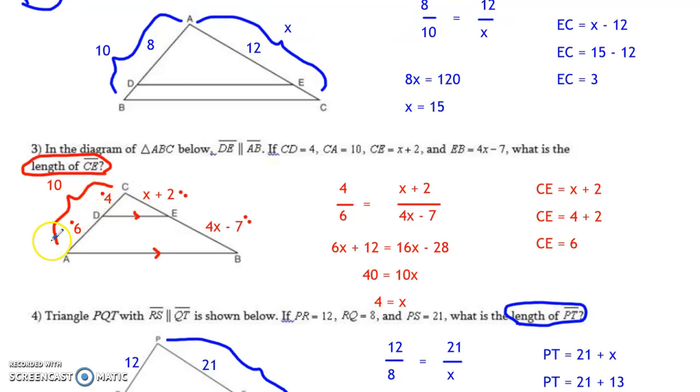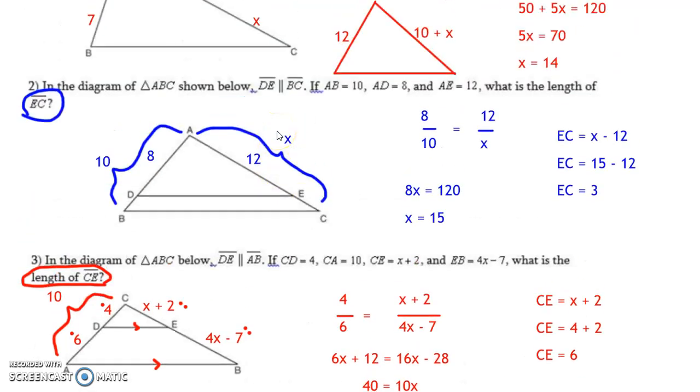4 divided by 6, the part that's next to the vertex divided by the part that's down by the base, is equal to x plus 2 over 4x minus 7, which is the part that's by the vertex divided by the part that's by the base. This is called the Side-Splitter Theorem. Again, we could have used the same thing that we used in problems 1 and 2.